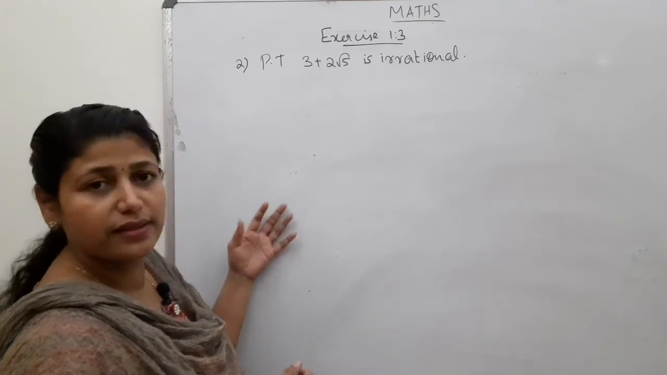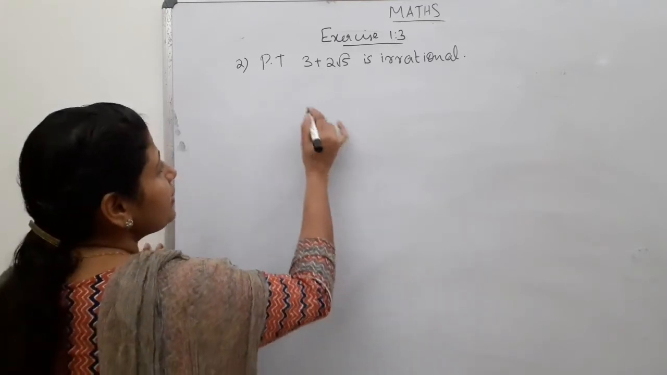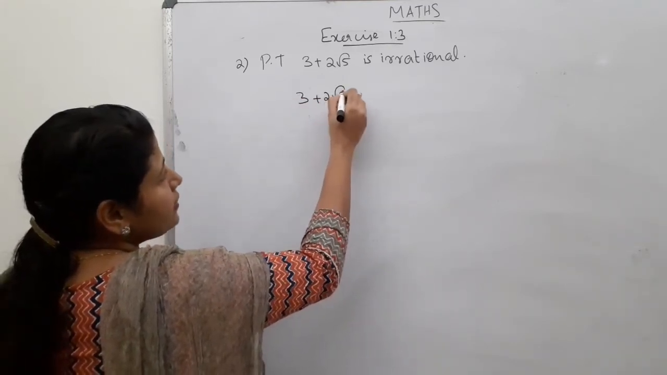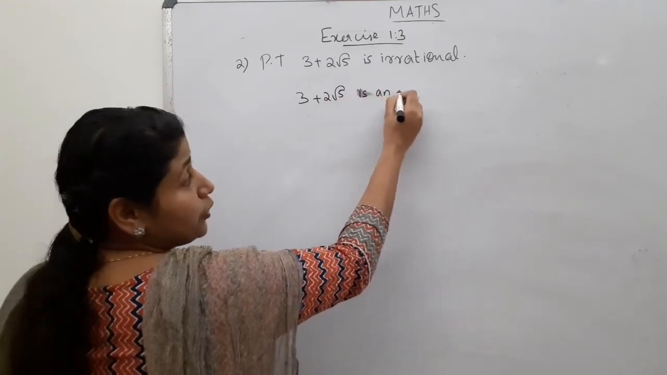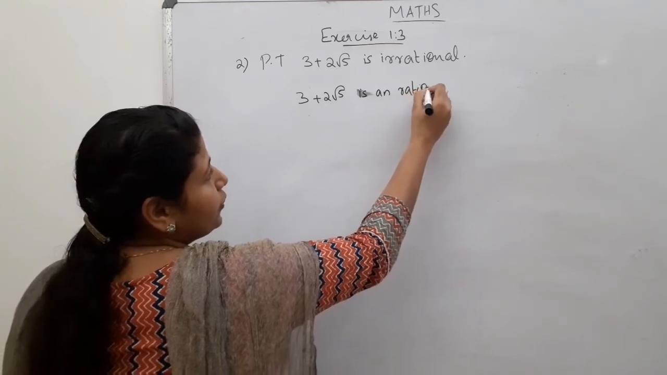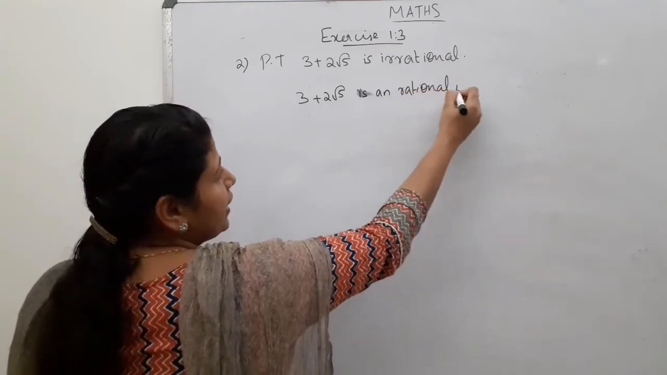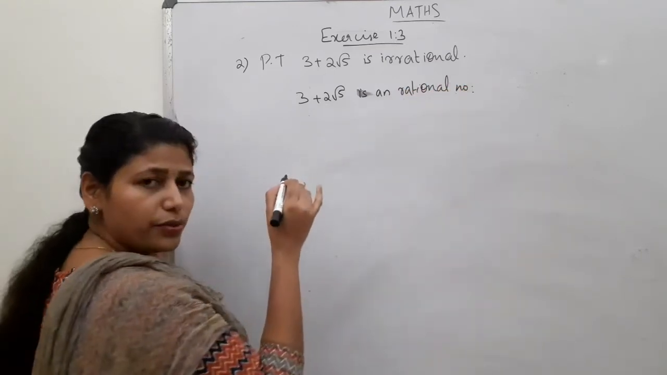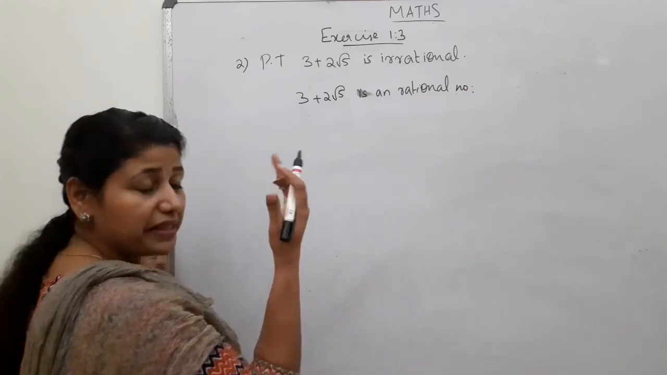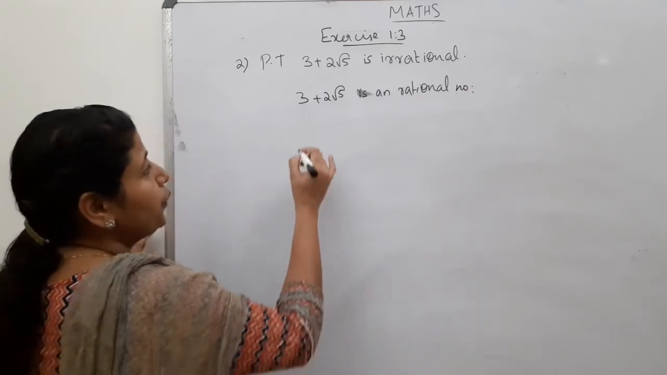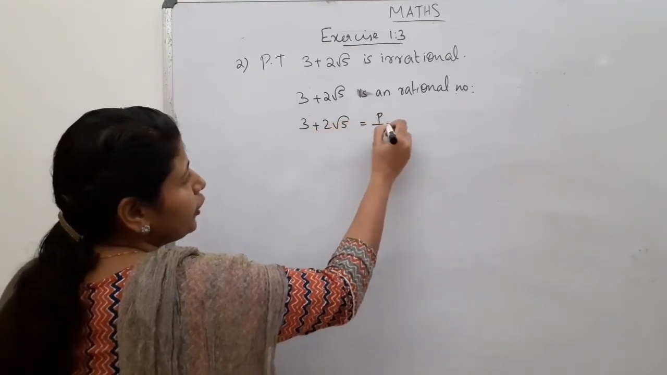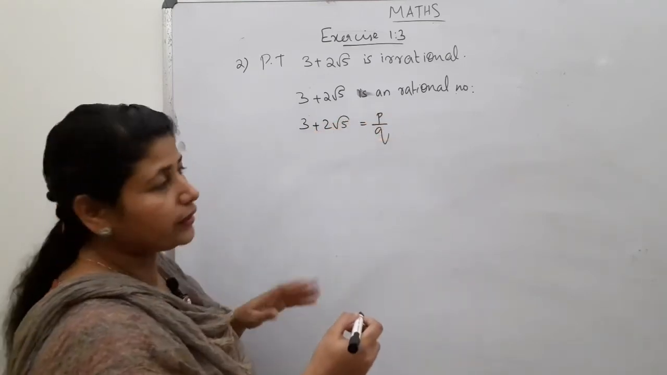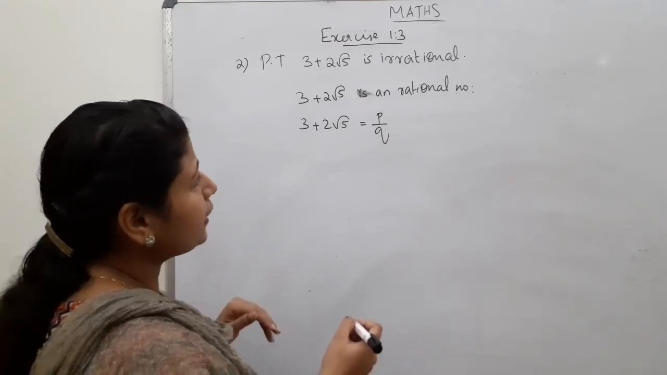This also we are using the contradiction method. Just take 3 plus 2 root 5 as a rational number. We want to take just the contradiction, rational number. Then you know that every rational number can be written in the form P by Q. So 3 plus 2 root 5 can be written in the form P by Q.